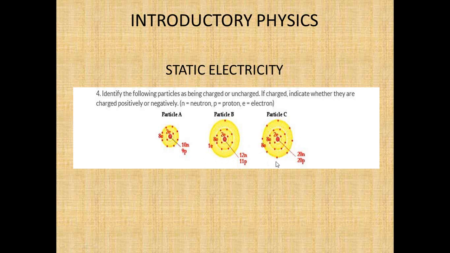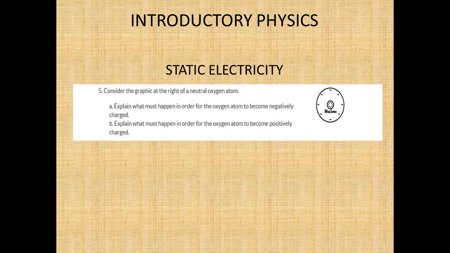To determine if a particle is charged, you just have to add up the protons, add up the electrons, and see if you have more electrons than protons or more protons than electrons. Again, remember, the only thing you can remove from an atom is the electrons. The electrons can be removed.